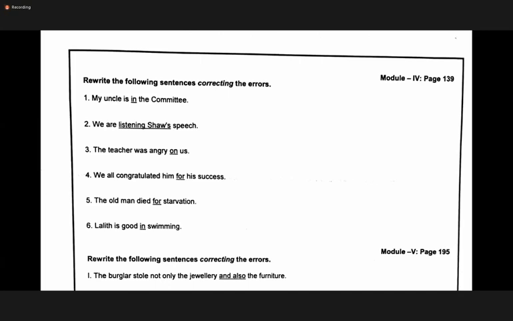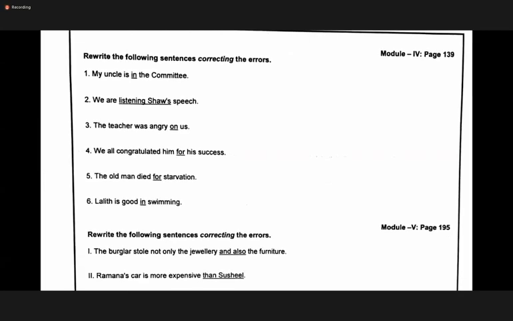Next, third one, the teacher was angry on us. Angry with a person. Angry at a thing. I'm angry at her behavior. I am angry with her. In the same way, with a person. So angry with us, right? The teacher was angry with us.